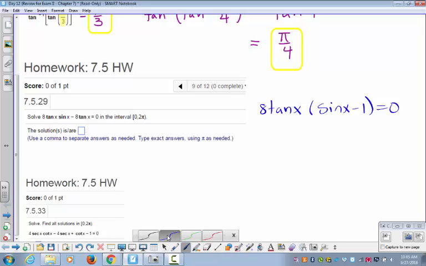Now we can apply the zero product rule. We have this factor multiplied by this factor, which means one of those factors has to be 0. So this implies that either tangent is 0, or for this to be 0, sine of x would have to be 1. So those are our two possibilities.